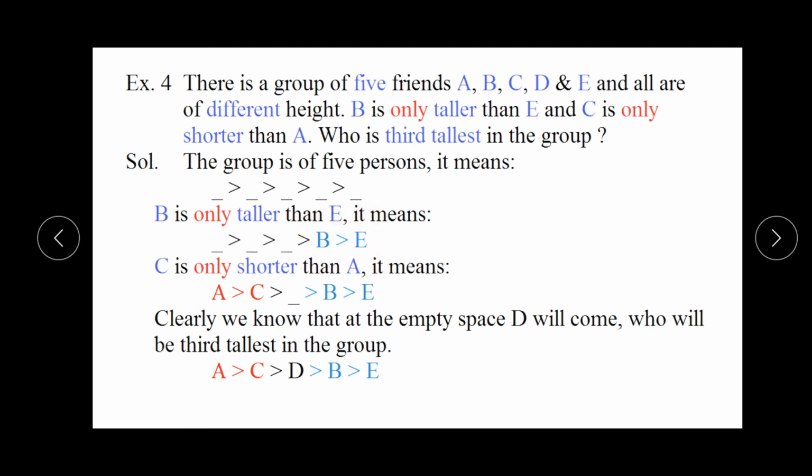B is only taller than E. It means B and E will occupy the last 2 positions. The next is C is only shorter than A.